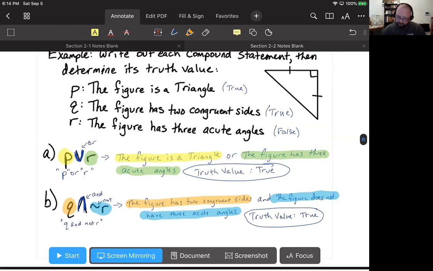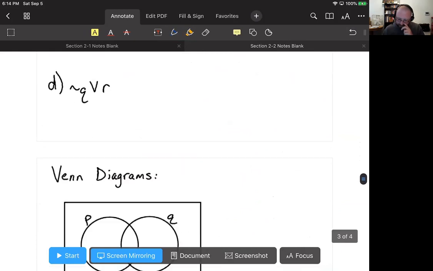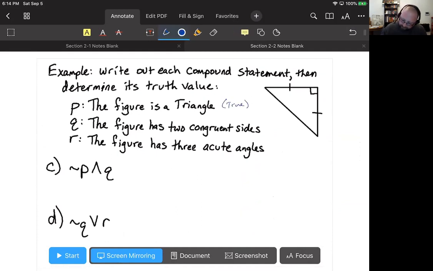Okay, moving forward here. Last example of this, I believe. Yes, last example of this, and then we'll do a second video for the Venn diagram portion of this lesson. So write out a compound statement. It's the same 3 statements, so we don't need to redo that part. The figure is a triangle, which means that P is true. The figure does have 2 congruent sides, which means that statement is true. However, there are only 2 acute angles in the picture, not 3, so the third statement is false.